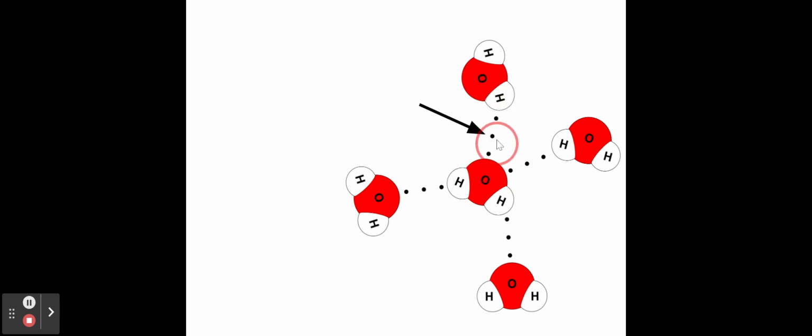So again, you have the dotted line between the positive hydrogen here and the negative oxygen here. The positive hydrogen here, the negative oxygen here. So you've got an intermolecular force here and here. You've got one here. So all of the neighboring water molecules are attracting each other through these partial negative and partial positive charges between the neighboring molecules. And so that's what's creating the intermolecular force.